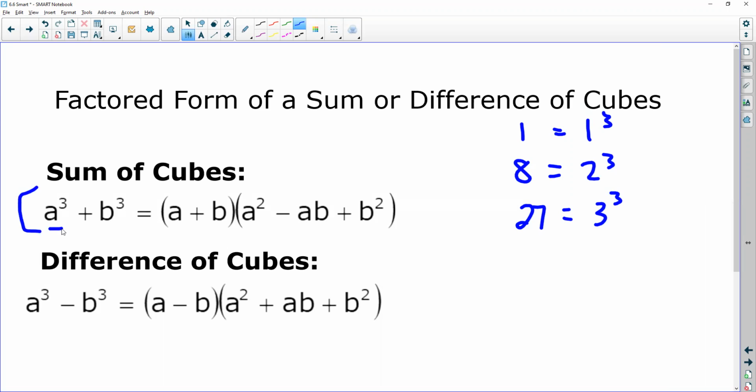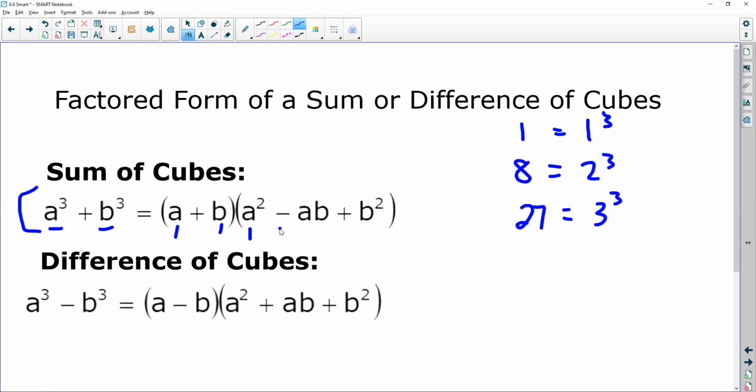Here is the format for these. When I have a cube and a cube added together, I'm going to write the base, a single. So like if a cubed was an 8, I would write a 2 because 8 is the cube of 2, plus b times a squared minus ab plus b squared.